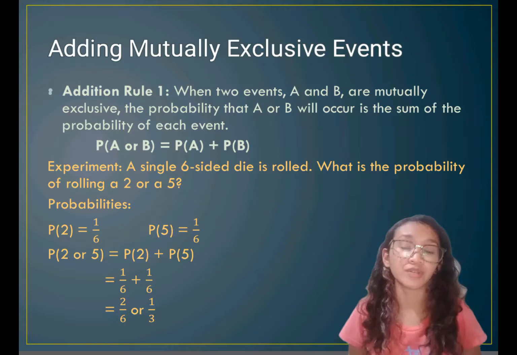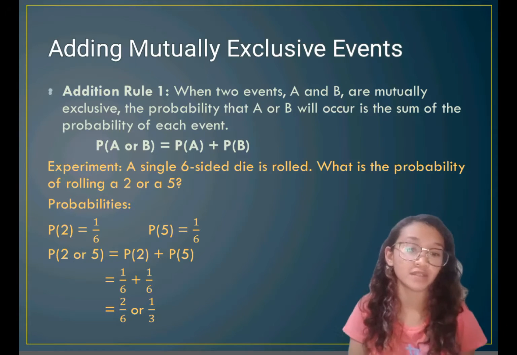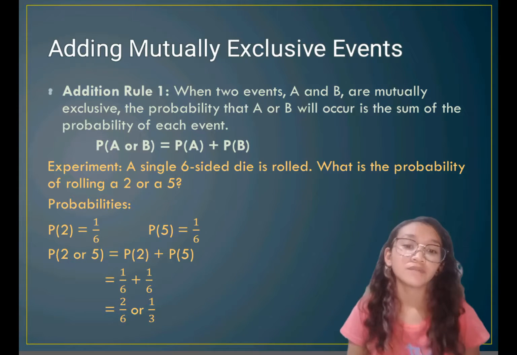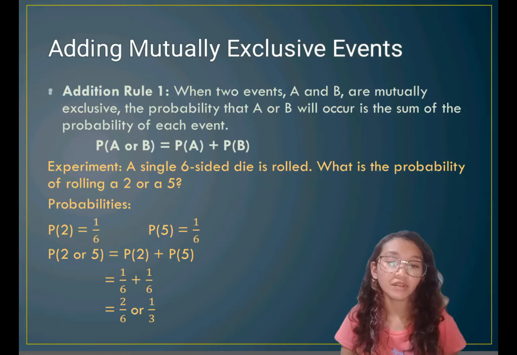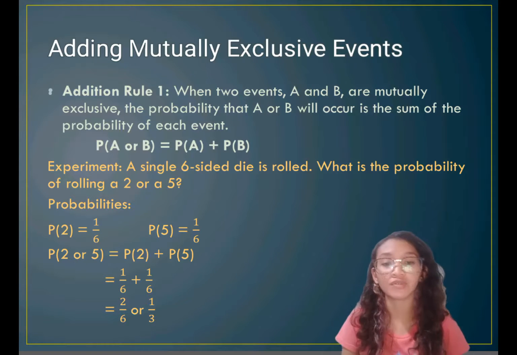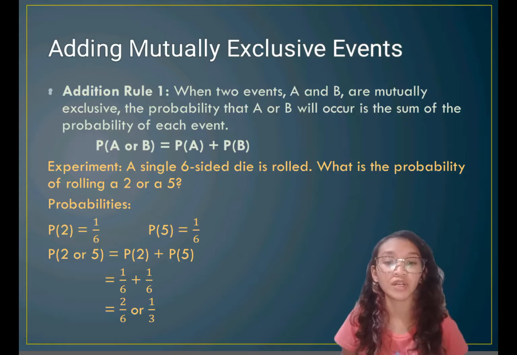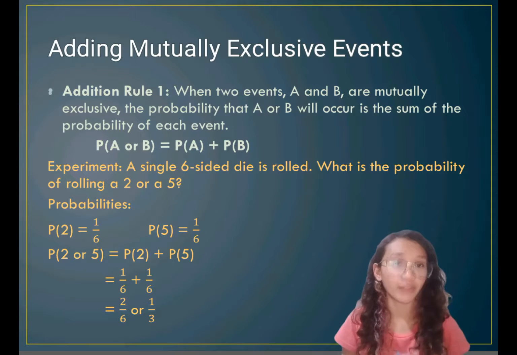Rolling a 2 is equal to 1 out of 6. Rolling a 5 is 1 out of 6. Rolling a 2 or 5 is equal to rolling a 2 plus rolling a 5. It is 1 out of 6 plus 1 out of 6, which equals 2/6 or 1/3.